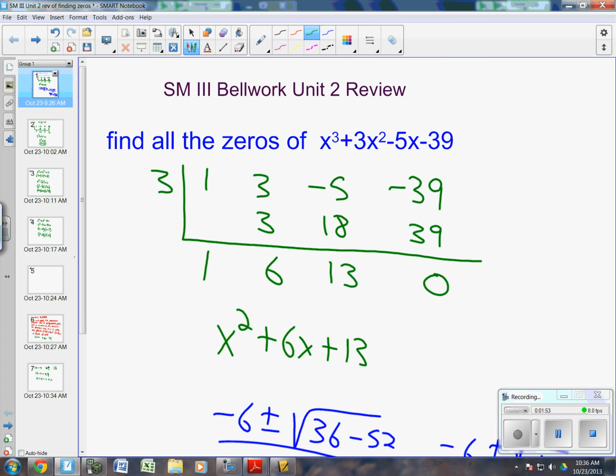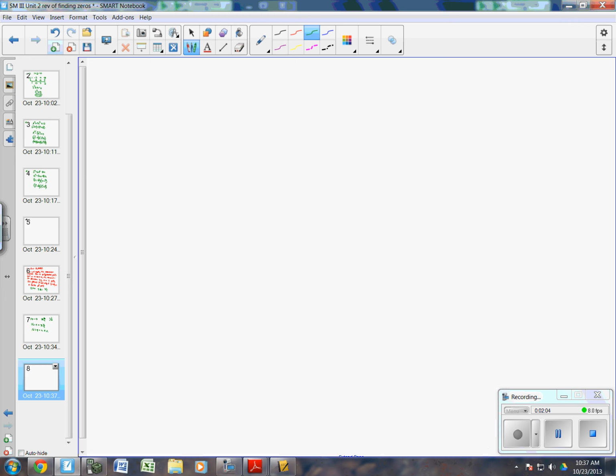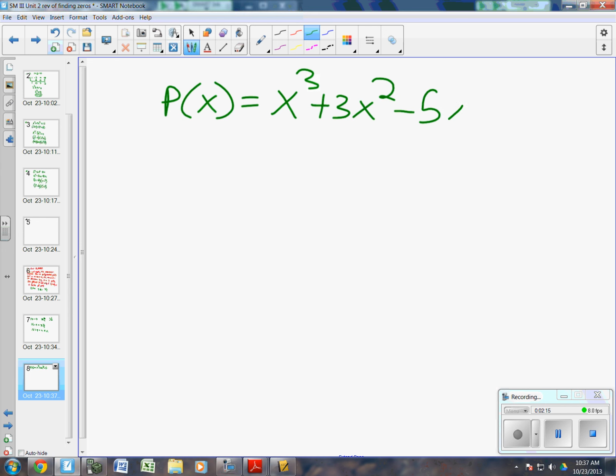I think I'm going to start with this problem that we did right here today, you guys. We're going to call this one p of x. Can someone read that to me when I go back to this other slide? What was it? We're going to call it p of x equals x cubed plus 3x squared minus 5x minus 39. Okay. All right. So let's say we have this p of x right here. So that's our p of x.